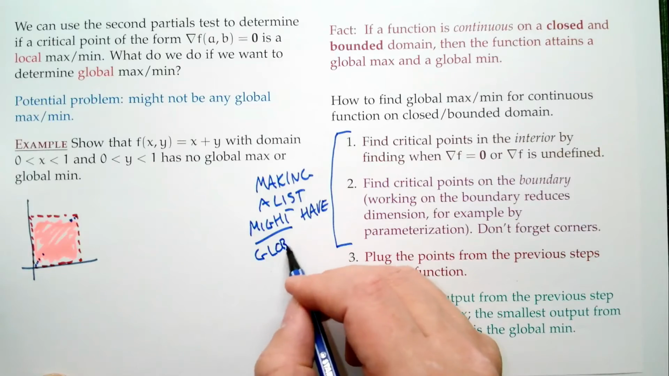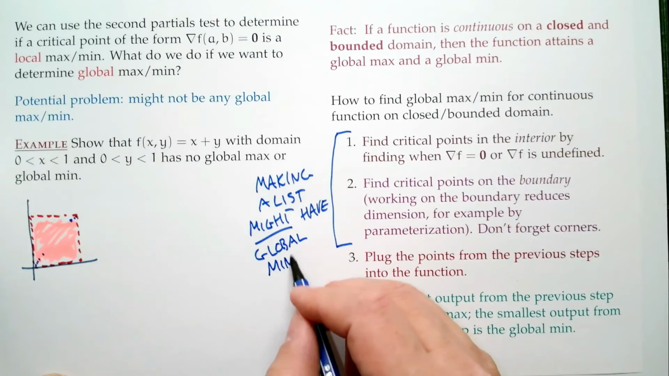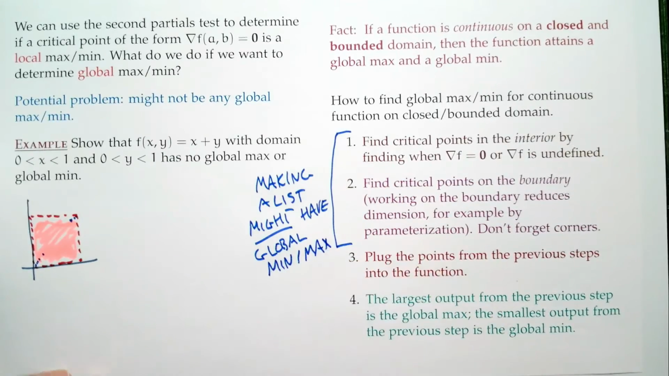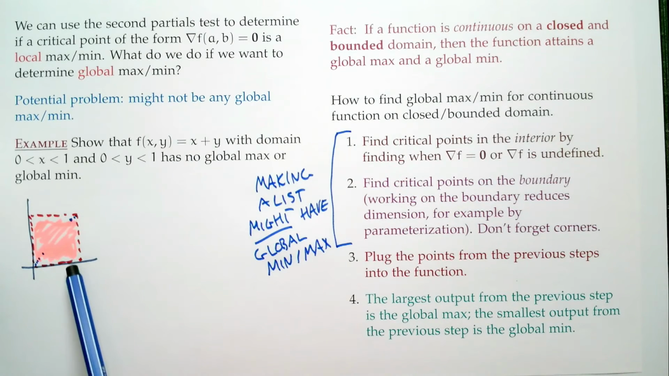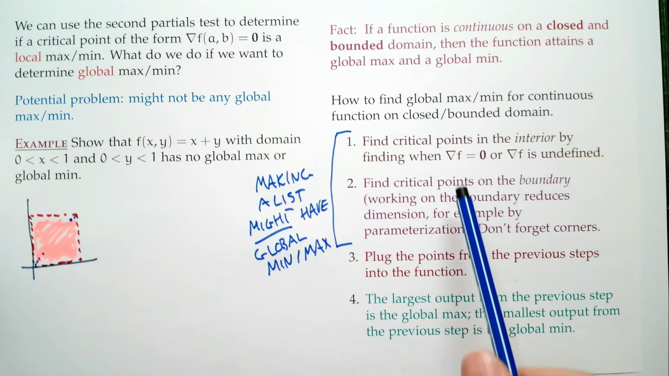Now, how do we make such a list? Well, the answer is we go back to what critical points are. Because if we have a global max or a global min, it has to be a critical point. So there's two places you should be looking. One place is in the interior. This is the shaded part here. In the interior, you ask: is the gradient 0 or is it undefined? Those should be on your list because your max might occur in the interior.